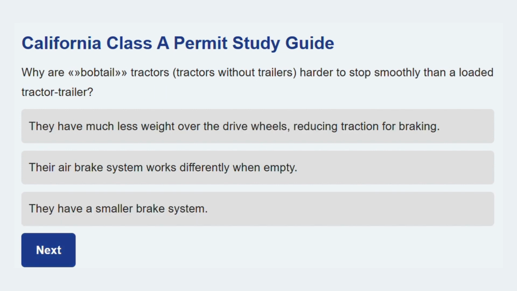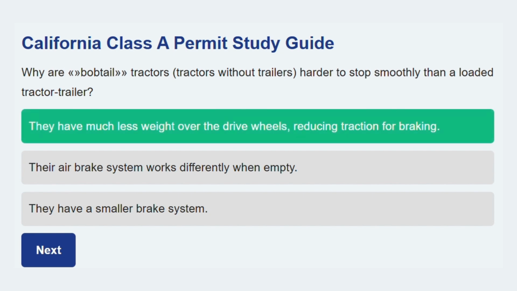So what's next? Why are bobtail tractors, tractors without trailers, harder to stop smoothly than a loaded tractor trailer? They have much less weight over the drive wheels, reducing traction for braking. This lack of weight can make the drive wheels skid easily.